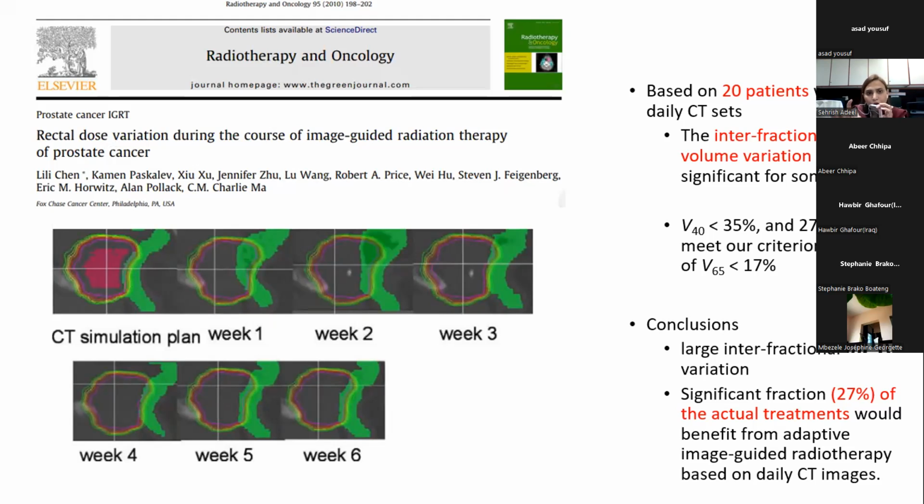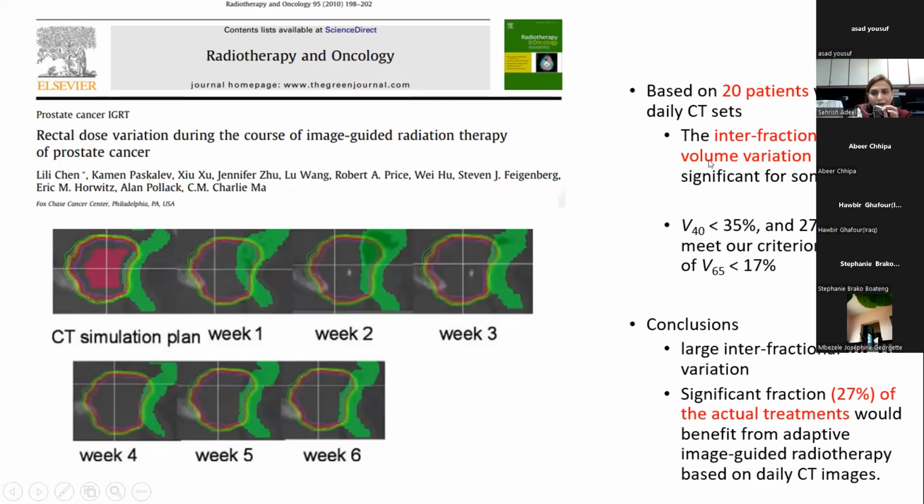They contoured the volume, rectum and the prostate on the CBCT of 20 patients, and they copied the baseline plan on the CBCT, and they tried to see the difference in the doses received by the organs.